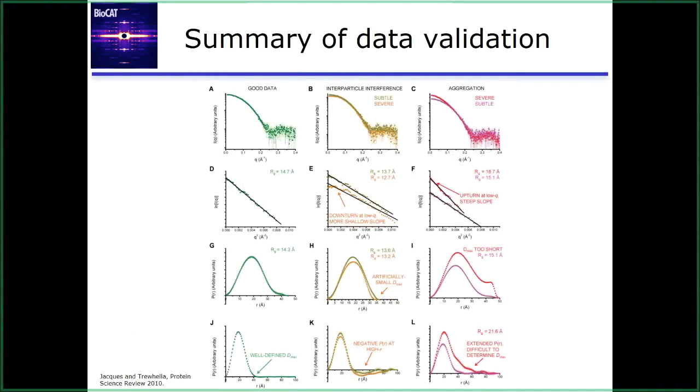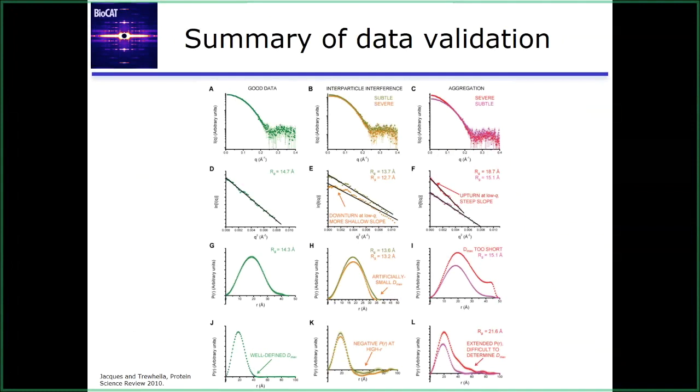So this is the same plot that Kushal showed from that Jacques and Trewhella 2010 paper. This is a very good resource for seeing a lot of the effects that we just talked about, what effects they have on different portions of your profile. So they have good data on the left-hand column with a Guinier, a P of R, and then a P of R where they've extended the Dmax. They have interparticle interference in the center column, aggregation in the right column. So you can see the effects on the Guinier, you see the downturn and the RG goes down, or the upturn and the RG goes up for interparticle and aggregation. P of R, you can see we truncate the P of R, or we have to artificially force it, depending on which one we're looking at.